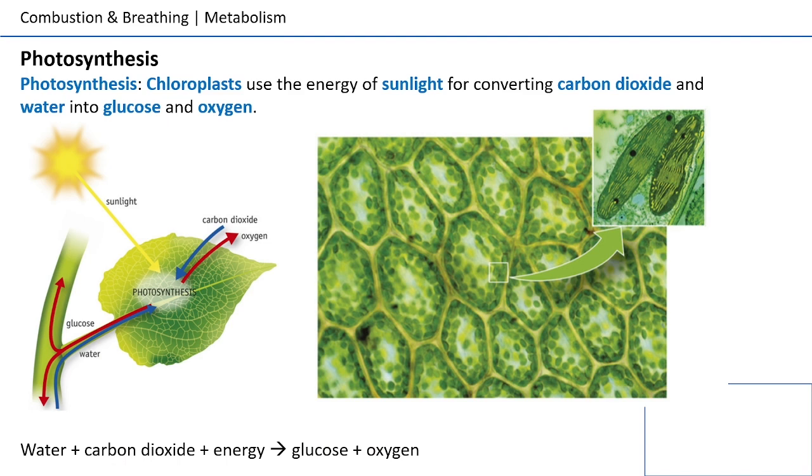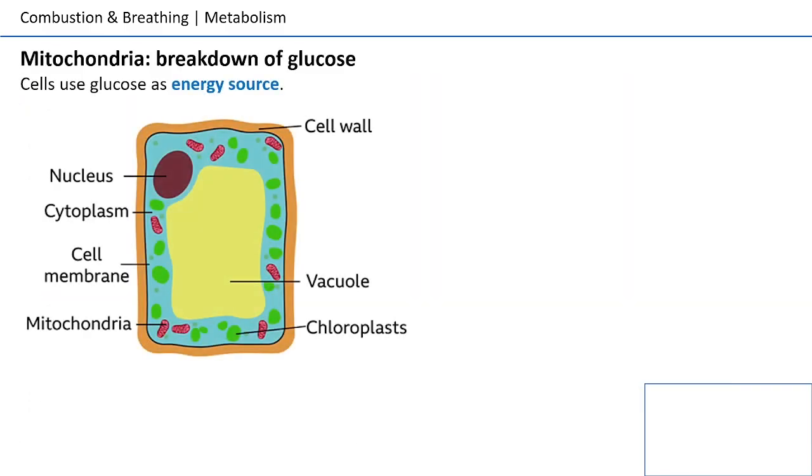And when you look at the picture on the right, you see all these green dots inside the plant cells. Well, those are the chloroplasts, and that is where photosynthesis happens. Okay, so plants make their own food in the form of glucose. Cells use glucose as an energy source.